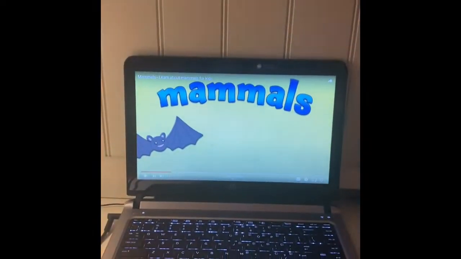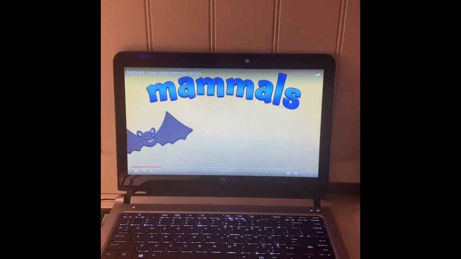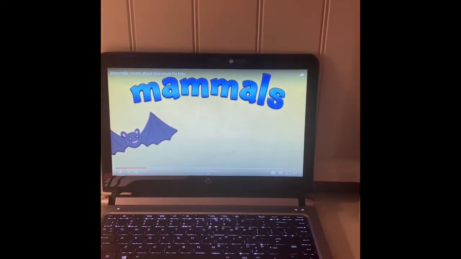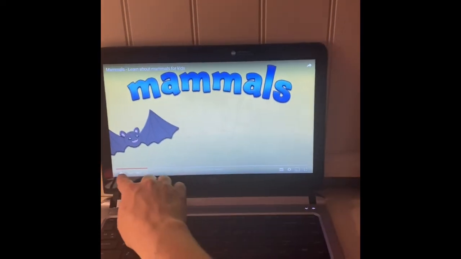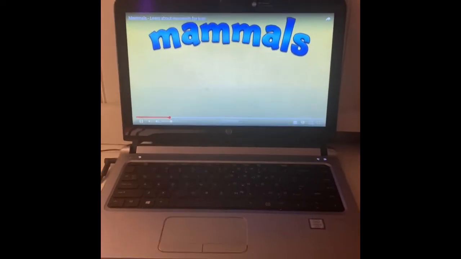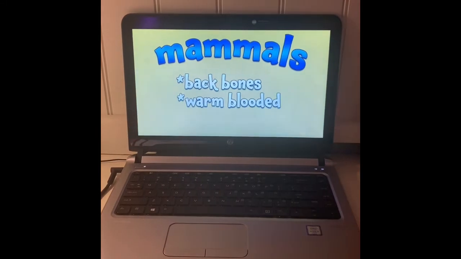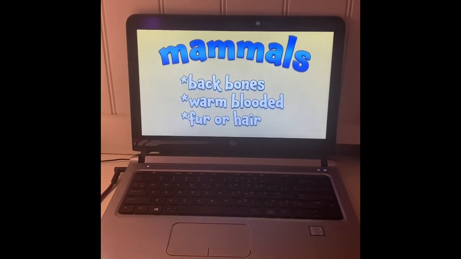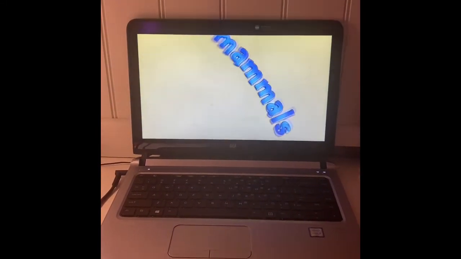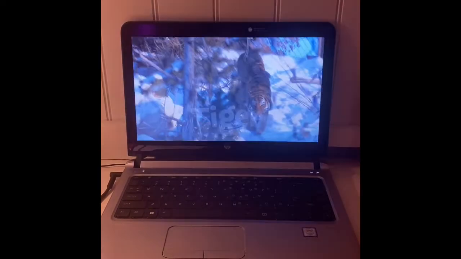Yep. Some of you might not have known that. Humans are mammals. We are mammals. We are actually a kind of animal. It's pretty amazing. All mammals have backbones, are warm-blooded, and have fur or hair. Here are some examples of mammals.